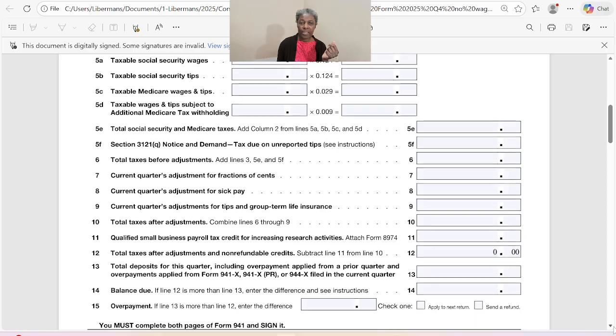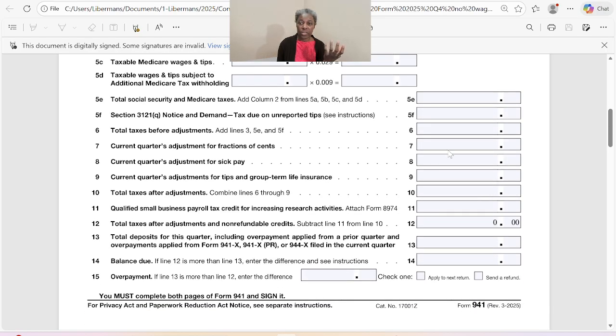Line 7 is current quarter's adjustment for fractions of cents. Since you didn't pay anyone, you don't have any taxes here, so you leave it blank. Line 8, we are leaving blank because there is no adjustment here. Line 9, we are leaving blank as well.